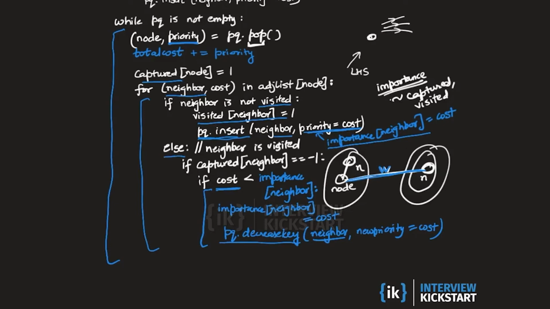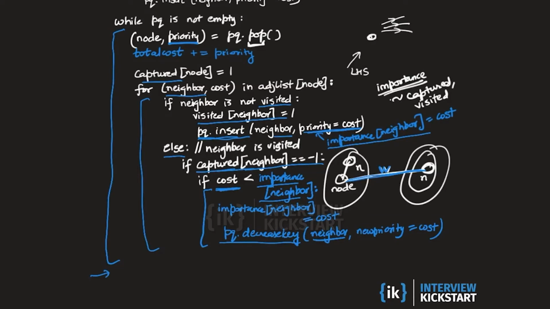Either it has already been captured, in which case we do nothing, or it still lies in the priority queue on the right hand side. If it still lies there, its captured value is going to be -1, even though it has been visited. The fact that it's not been captured means that it's in the priority queue, and we will check if the edge to it has a lower cost than its current priority value, and if so, we will update its current priority value.